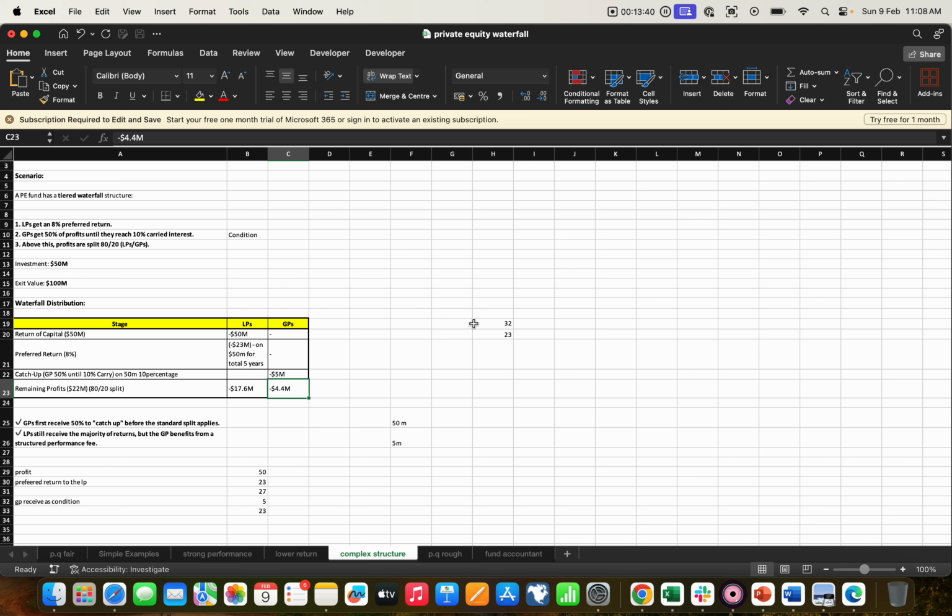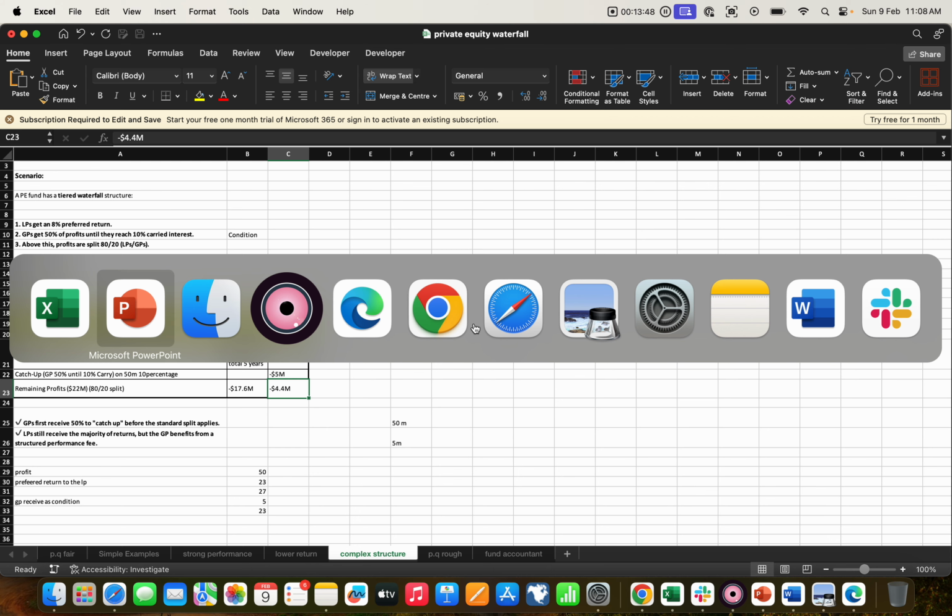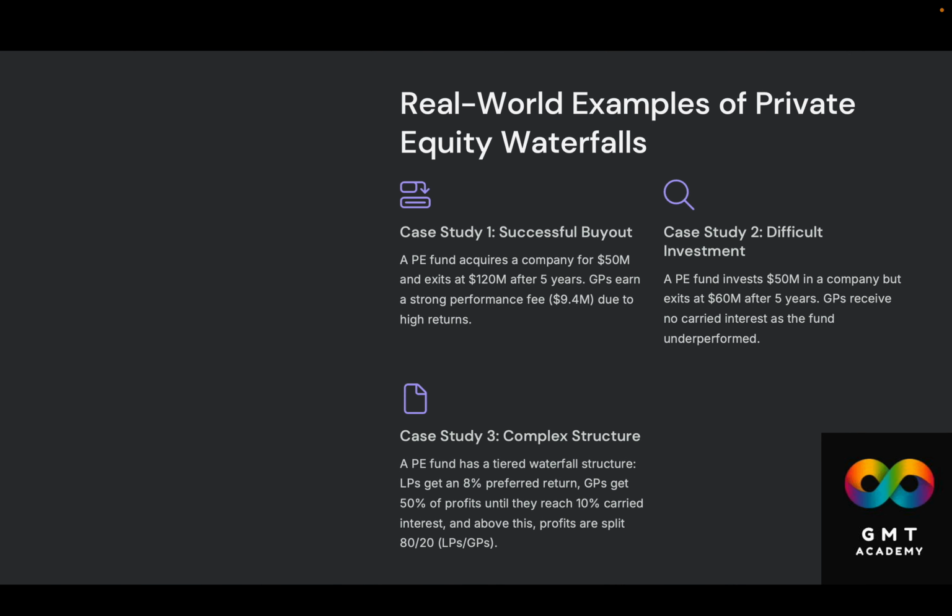We have designed this short example for each scenario of strong performance and low performance in the complex structure. I believe this is just a structure we have given. I end my session here.